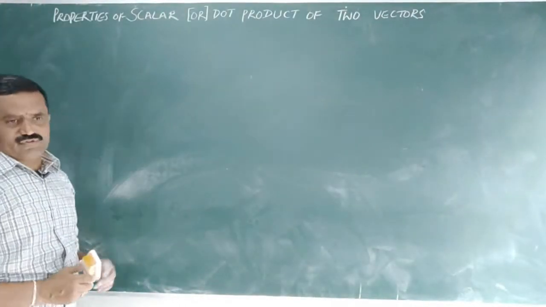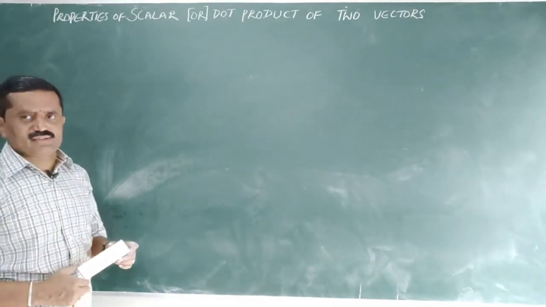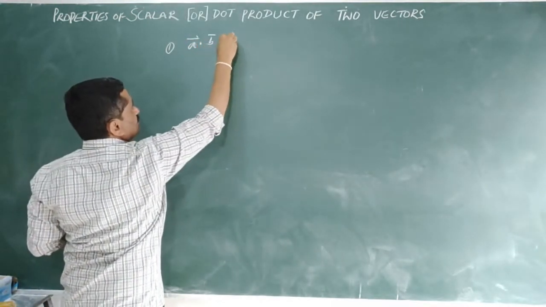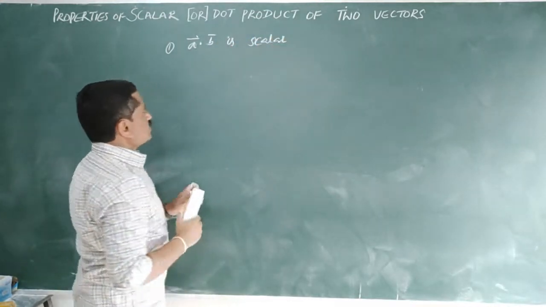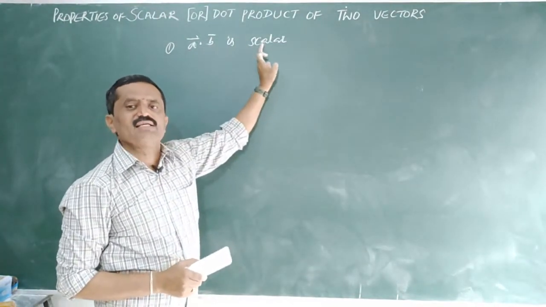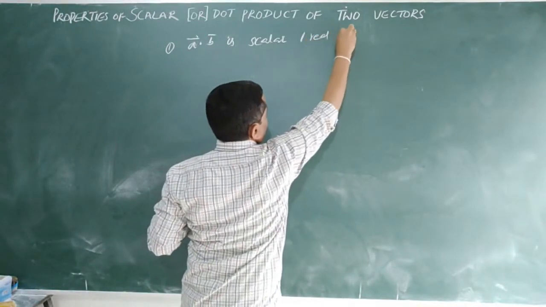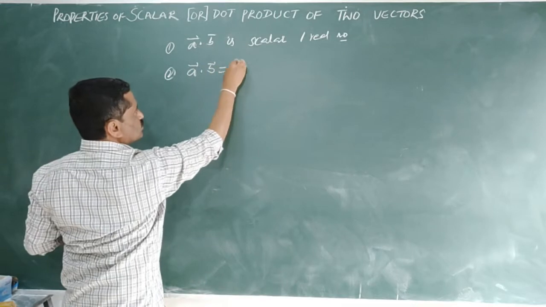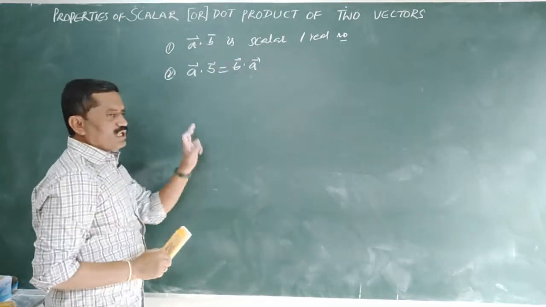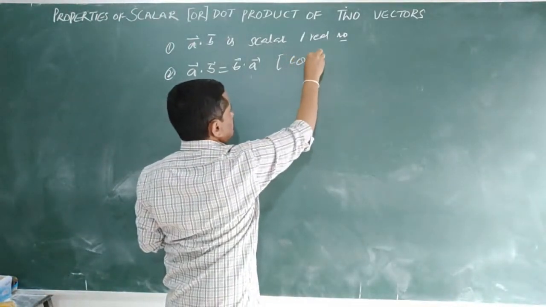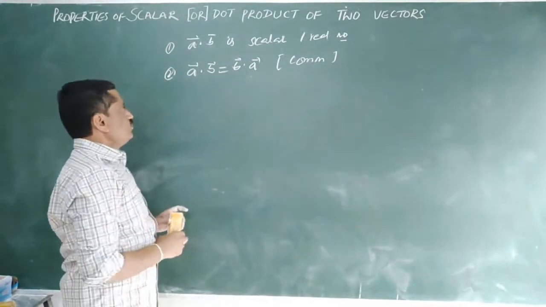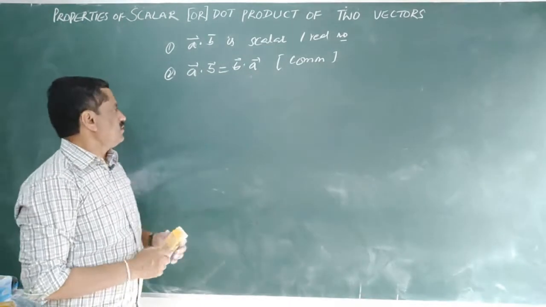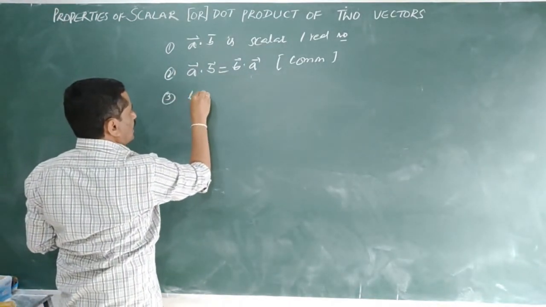Next, we have properties of scalar product or dot product of two vectors. First, A bar dot B bar is a scalar, that means the dot product of two vectors is always a scalar, that is a real number. Second, A bar dot B bar is equal to B bar dot A bar, that is, the dot product of two vectors is commutative.